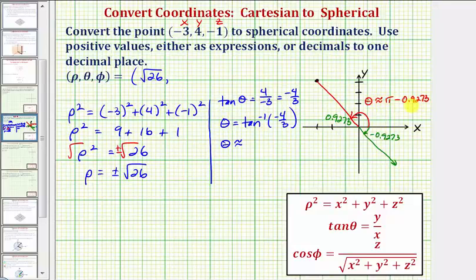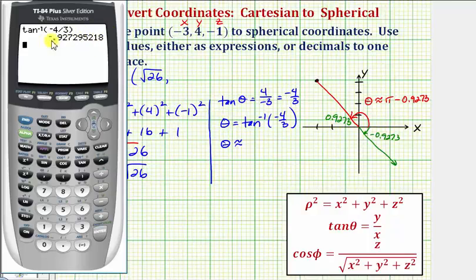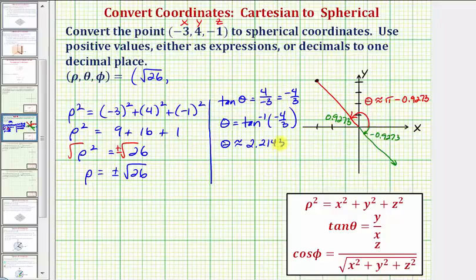So let's go back to the calculator. And because we have this negative angle already here, we can just press plus pi, press enter. So the angle theta we're looking for is approximately 2.2143 radians. To one decimal place, this would be approximately 2.2 radians. So when determining theta, it is important to sketch the point (x, y) in the xy plane to make sure we determine the correct theta.